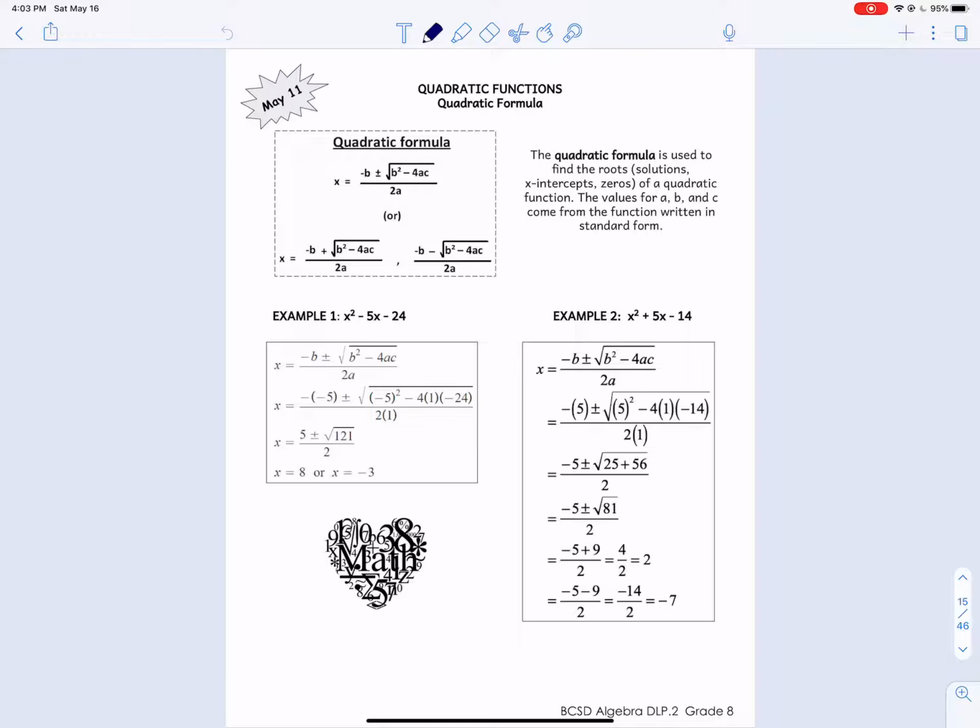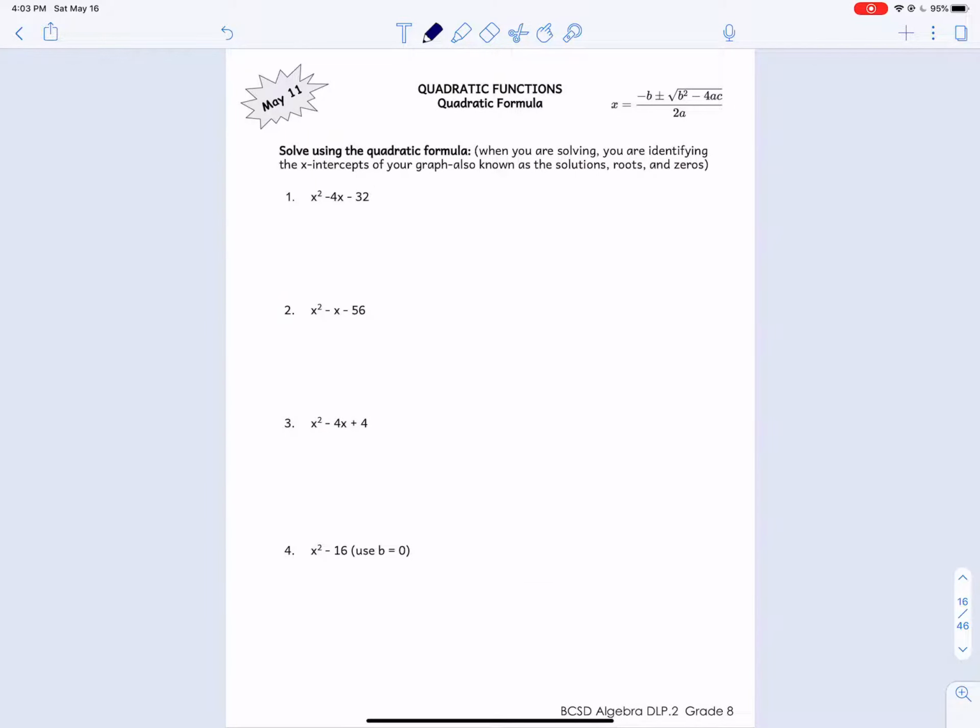So some examples here. The formula is going to be listed on the next page anyway, but there's some examples of how we did this in case you forgot. All right, so we have to solve these using the quadratic formula. So remember, we are solving for the roots, which are also the x-intercepts, or the place on the graph where the parabola crosses the x-axis.